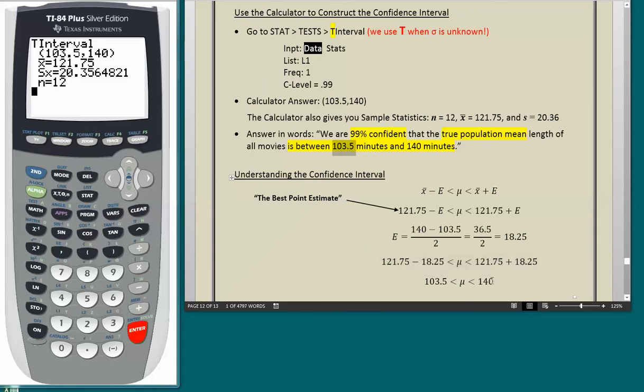You add these two together, you get 140. You subtract these, you get 103.5. And those are the two numbers in our confidence interval.